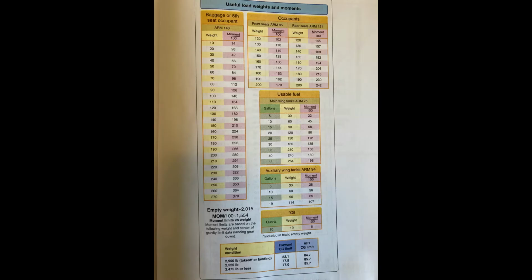So next we'll figure out the moment for our fuel and passengers using the formula weight times arm equals moment. The 425 pounds in the front seat has an arm of 85 for a moment index of 361.3 pound-inches, while the 300 pounds in the rear seat has an arm of 121 for a moment index of 363.0 pound-inches. The fuel was given to us in gallons, so you can factor 6 pounds per gallon, or you can just look at the bottom of the chart on the middle right and read that 44 gallons equals 264 pounds with a moment index of 198.